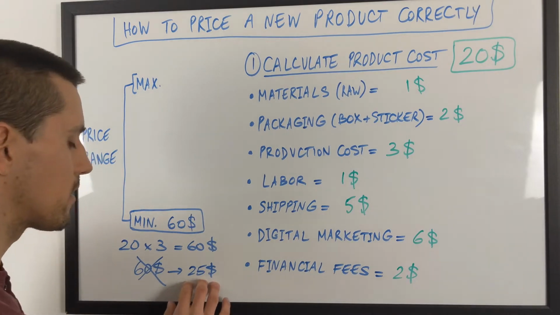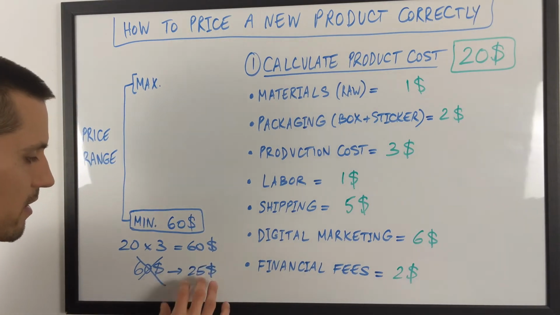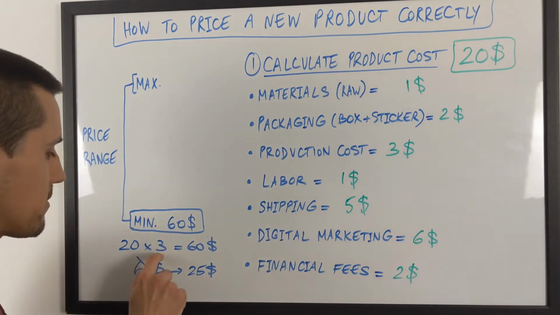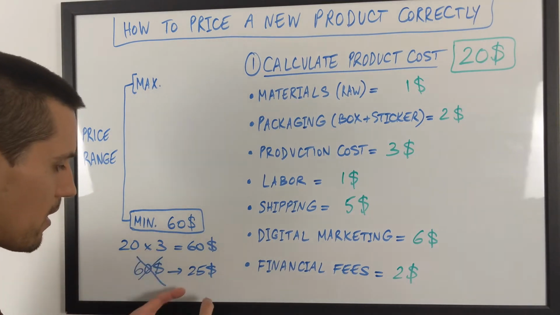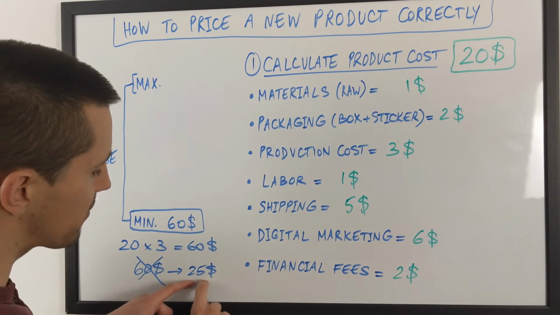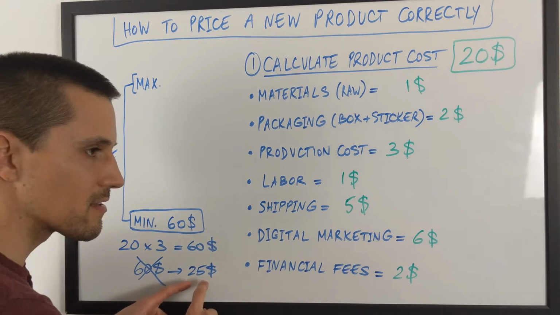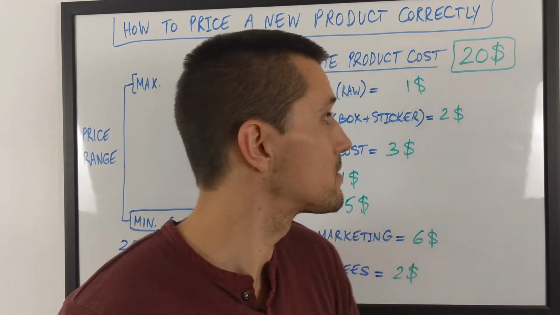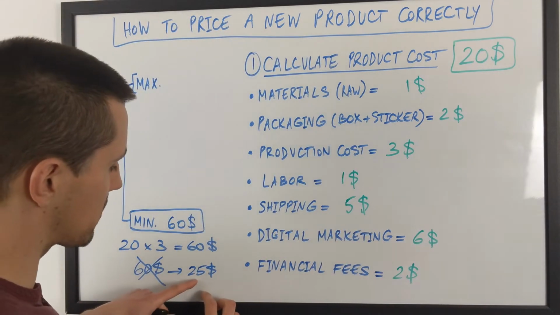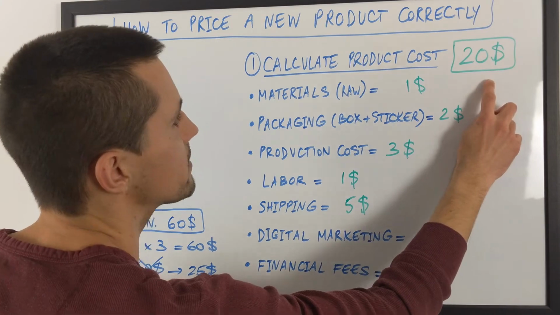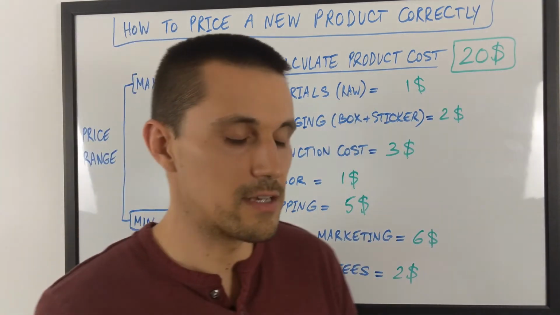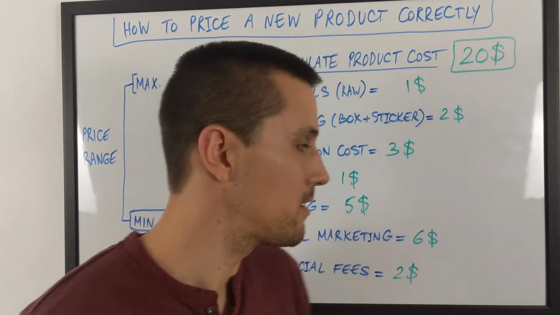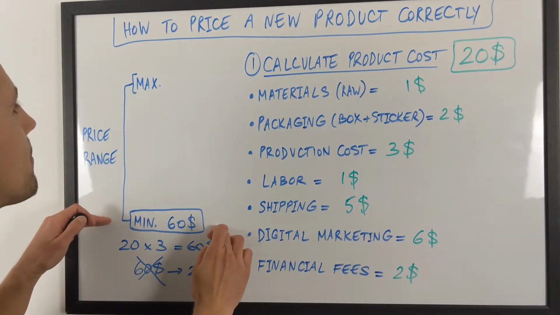of revenue. Your 60 becomes 25, and that's why it's important to multiply by 3: even if you are selling at 25 at a wholesale price, meaning you are selling a lot of units, you are still profitable, because 25 is more than 20, to keep it very simple. So never forget to multiply by 3 to get your minimum price.